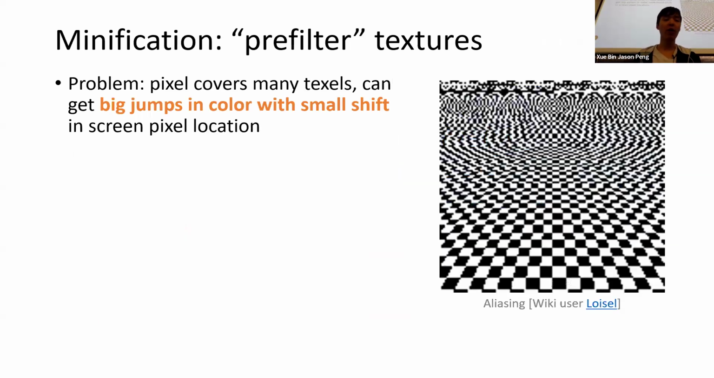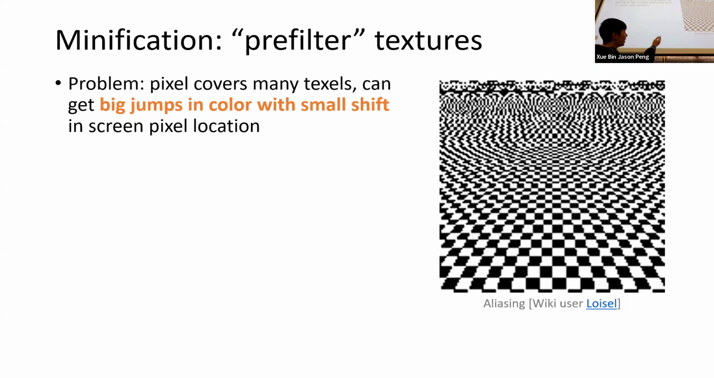Okay, then let's take a look at how we mitigate the other type of artifact, which are minification artifacts. Minification artifacts happen when we are looking very far away from an object. So in this case, one pixel in our image maps to a large area in the texture. This means that a pixel covers multiple texels, so the color of a particular pixel depends on multiple texels rather than just a single texel.